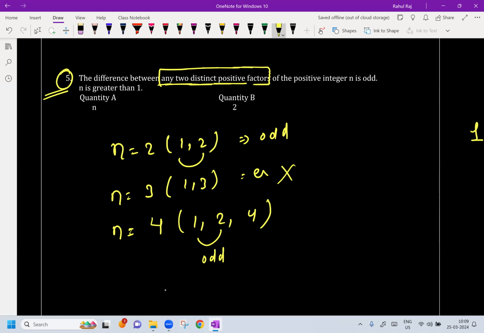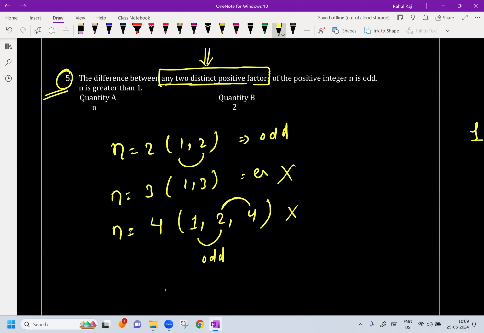But if you're taking the difference between any two distinct factors, even though you did 2 minus 1, you can do 4 minus 2 also. That's beautiful. So 4 minus 2 is even, right? So I can't take this number, because it says any two. I can take only such numbers where the difference between any two distinct positive factors is odd. I should pick any two factors and subtract, and I should get odd. If I'm not getting odd, then I can't take that number at all.